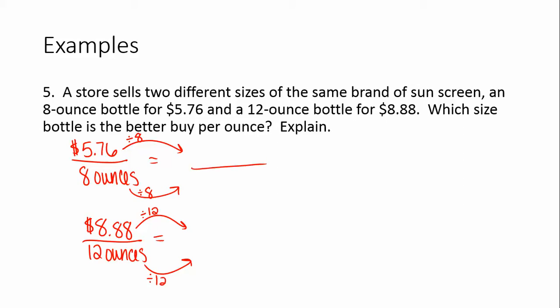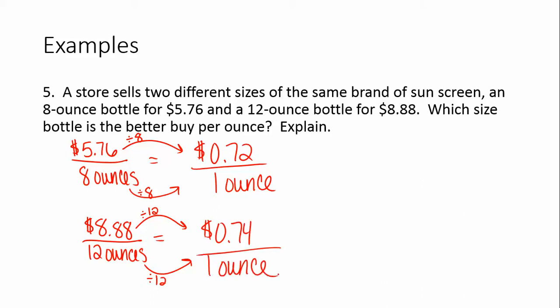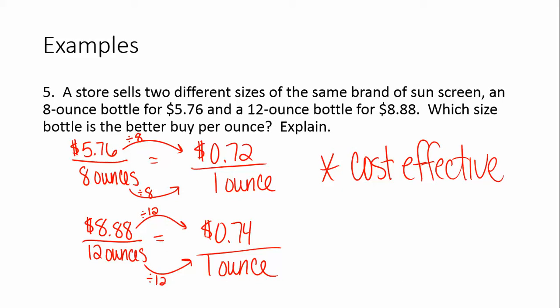If we do $5.76 divided by 8 ounces, we get 72 cents an ounce. And we do $8.88 divided by 12, and that's 74 cents an ounce. So here you can see it's actually more cost effective to buy the smaller bottle because it's 72 cents per ounce.